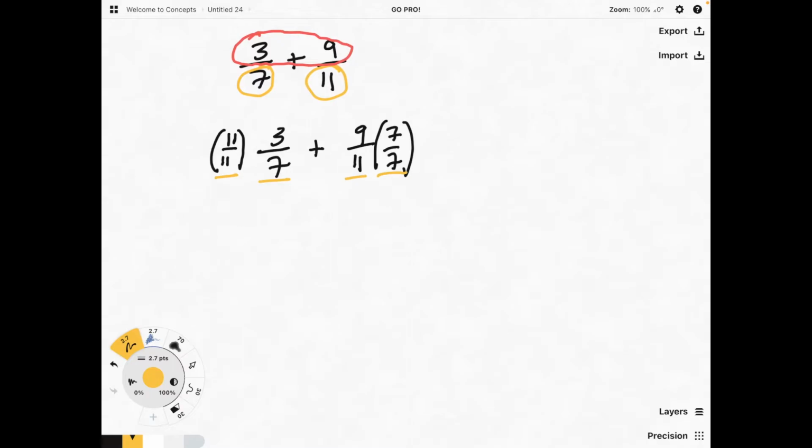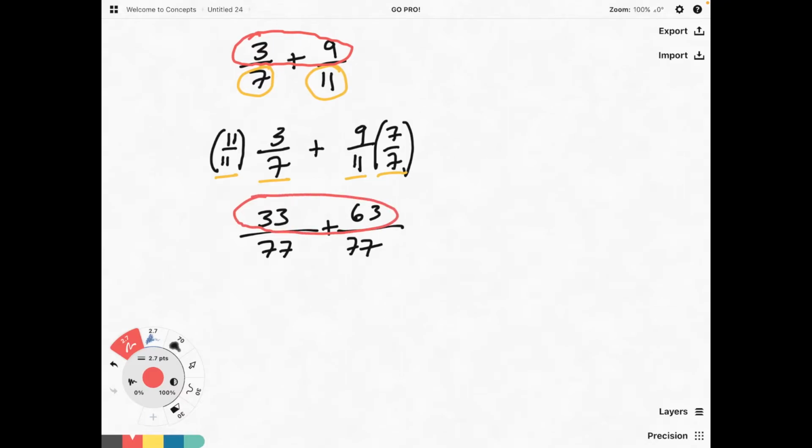So 11 times 3 is 33, and 11 times 7 is 77. Our next fraction gives us 9 times 7, which is 63, and then we get 11 times 7, which is 77. Now, all we need to do is add the numerators together. If we add the numerators together, we're going to get 96 over 77.